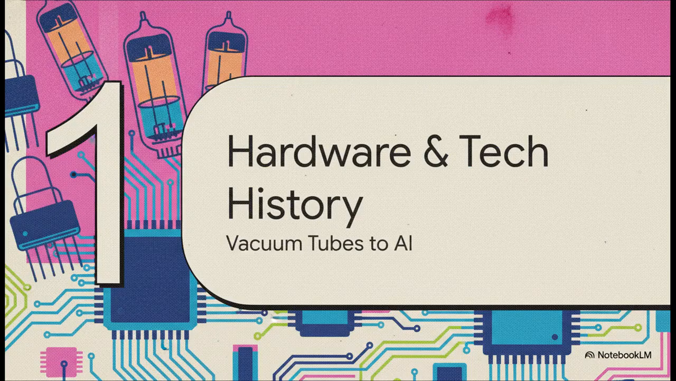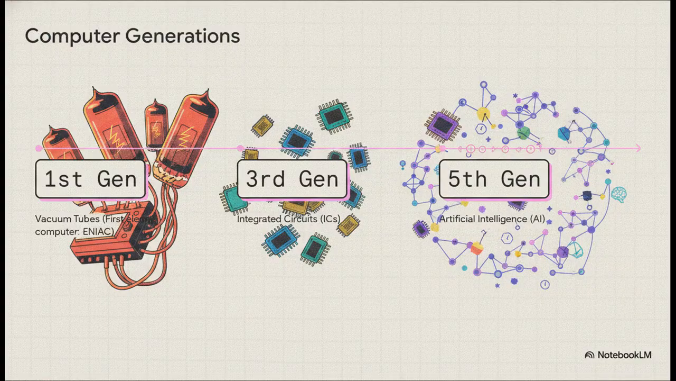Section 1. Hardware and Tech History. From vacuum tubes to AI. Let's take a look at the physical machines and how rapidly they've evolved over the years. We've come a really long way, haven't we? I mean, we jumped from first-generation tech, those massive heat-generating vacuum tubes used in the ENIAC, to third-generation integrated circuits, all the way to the fifth-generation era we're entering right now with artificial intelligence. Exam makers love asking you to match a specific technology to its generation, so definitely lock this timeline into your memory.